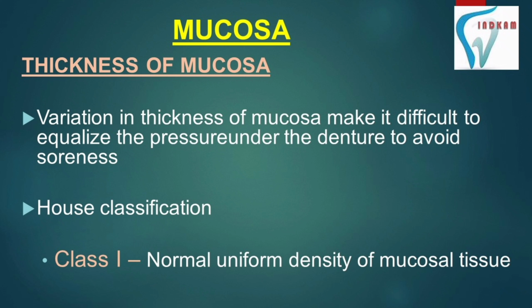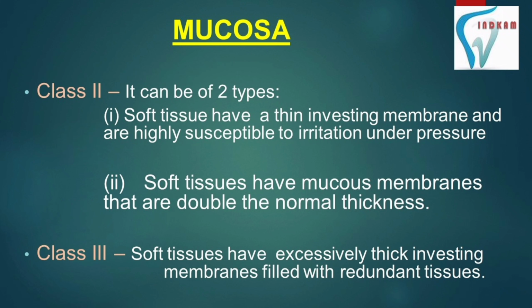House classified thickness of mucosa in 3 classes. In class 1, the normal uniform density of mucosal tissue is present. Class 2 can be of 2 types. The first one is soft tissue with a thin investing membrane, highly susceptible to irritation under pressure. And the second one is soft tissue with mucous membrane that is double the normal thickness. Class 3: soft tissues have an excessively thick investing membrane filled with redundant tissues.